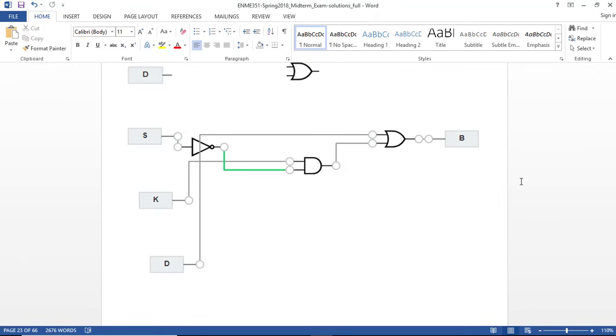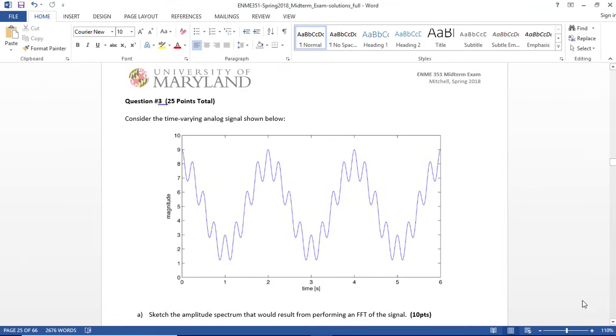So for both versions of the exam, this is the correct logic circuit in terms of wiring. Question 3 of the midterm, this is a combination here. We have a Fourier series and Fourier transform question.